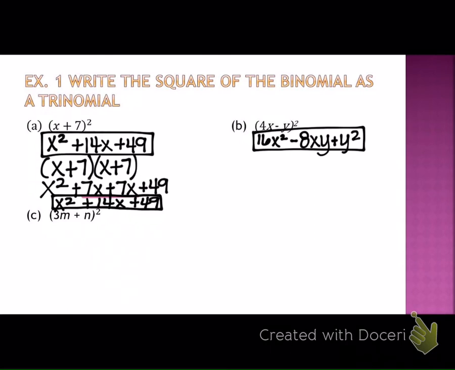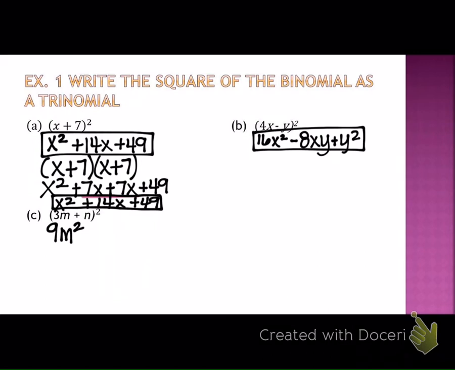How many of you had the correct answer? All right. Great. Let's look at letter C. What was the first thing, Noah, that you guys did for letter C? Square the first term, which is 3m, and what did you get? 9m squared. Perfect. All right.